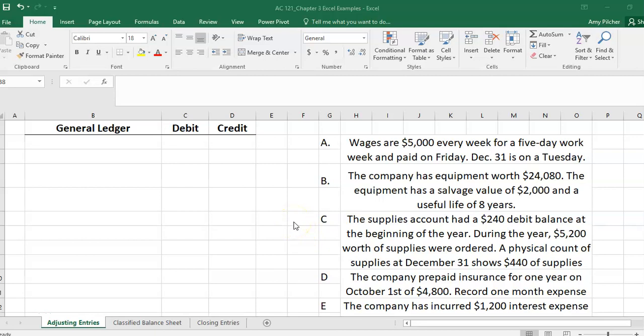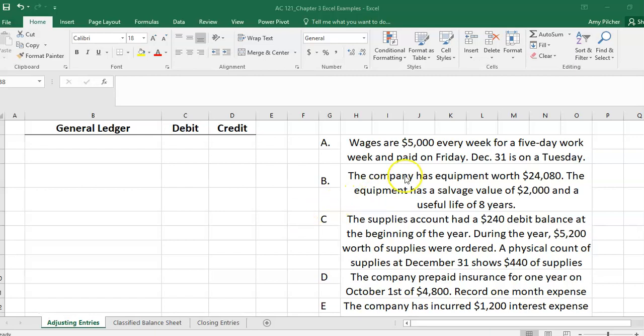Chapter 3 examples. So in Chapter 3, we talk about the end of the accounting cycle when we need to use adjusting entries and closing entries to prepare our accounting records for the end of the period and get them ready for the beginning of the next period. So we have several items throughout the month that don't get recorded in a normal transaction. And these are the accounts that we need to perform adjusting entries for.